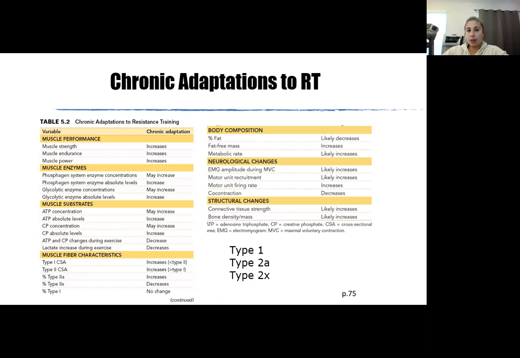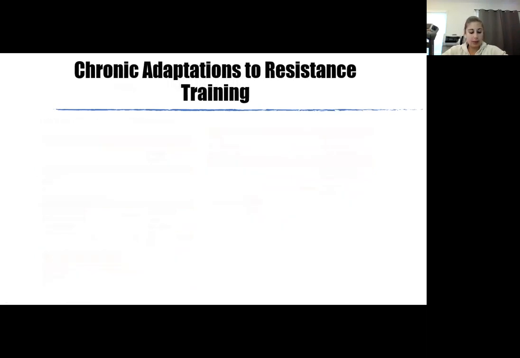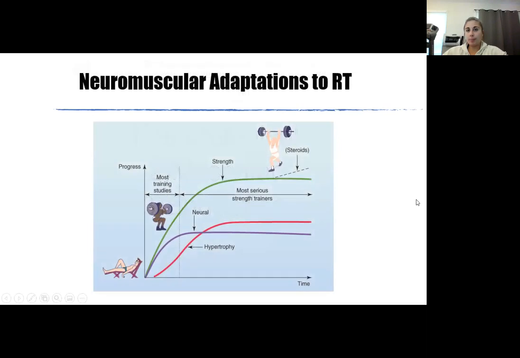So lots of awesome adaptations that happen. Maybe you know these already, but I hope you appreciate more what happens as part of resistance training. So we're now going to go through each one in a little more detail, and I'll highlight the main ones as we just talked about in the chart. So we have neurological adaptations, muscular adaptations, and endocrine. And remember, endocrine is hormonal adaptation. So we're going to highlight some important adaptations here to resistance training.